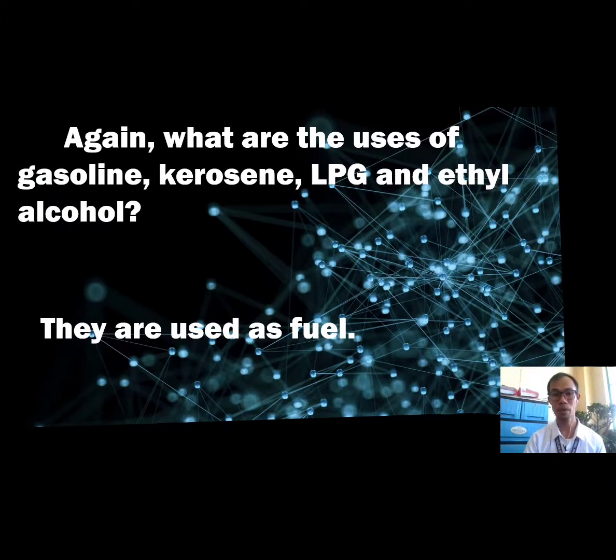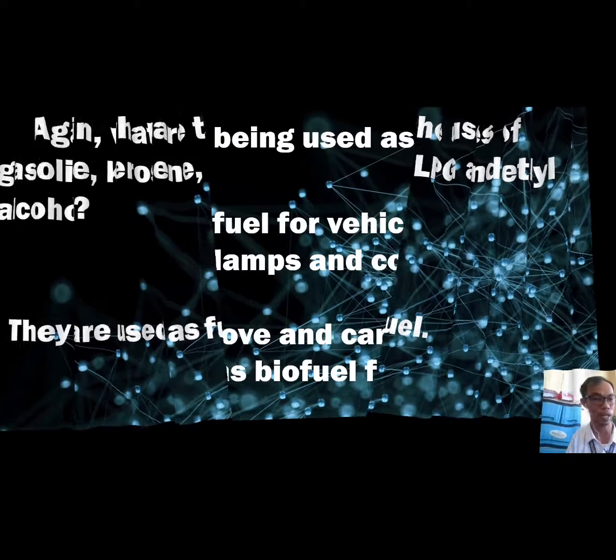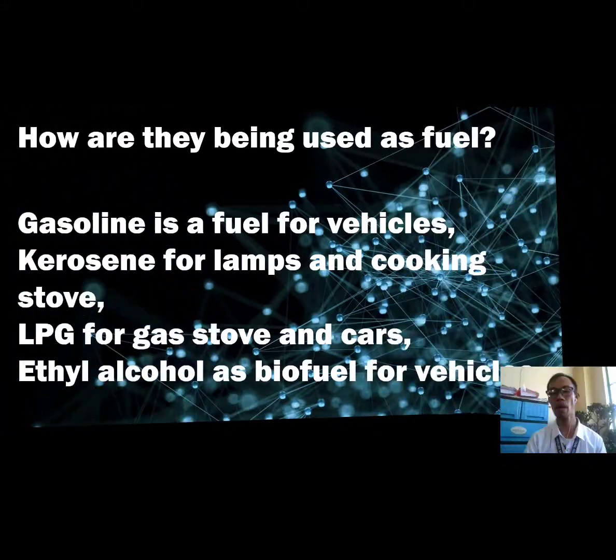Again, what are the uses of gasoline, kerosene, LPG, and ethyl alcohol? They are used as fuel. Okay, gasoline is a fuel, kerosene is a fuel, and LPG is a fuel. Ethyl alcohol is also a fuel. Now, gasoline is a fuel for vehicles. You have motorcycles, jeepneys, and buses.